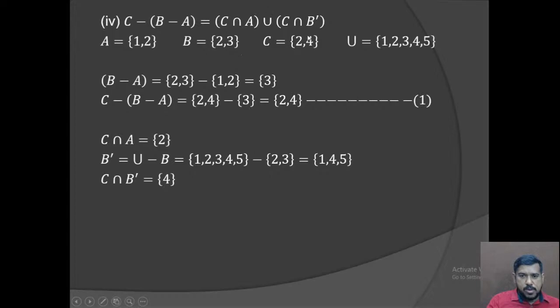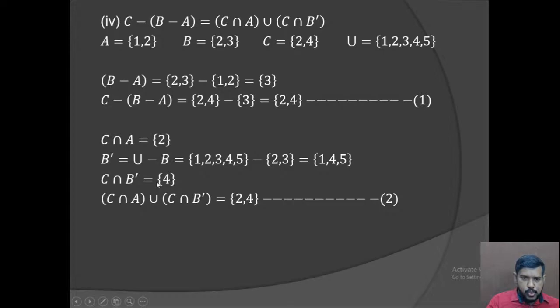Now you have to unite these two sets, union. So C intersection A union C intersection B dash. What is C intersection A? It is 2. What is C intersection B dash? It is 4. So the set of element 2 union the set of element 4. When you find the union, 2 comma 4 is the answer.